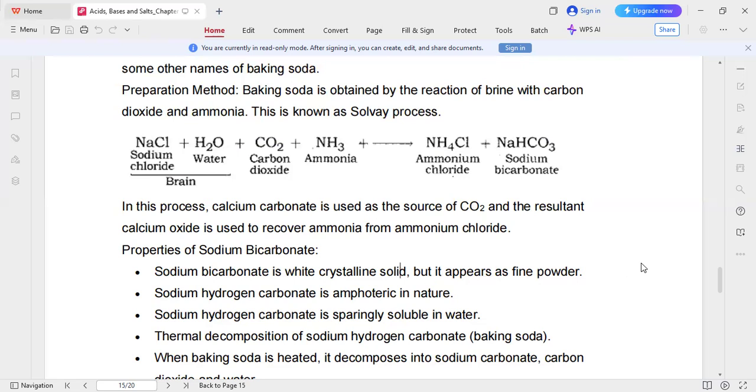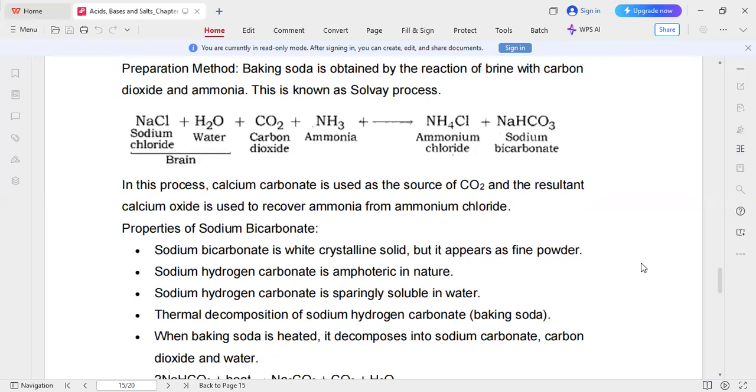Now, let's talk about the properties of baking soda, children. First property, sodium bicarbonate is a white crystalline solid, but it appears as a fine powder. Is it clear? Second one, sodium hydrogen carbonate is amphoteric in nature. Amphoteric in the sense it behaves as acidic as well as basic. Next, sodium hydrogen carbonate is sparingly soluble in water, children.